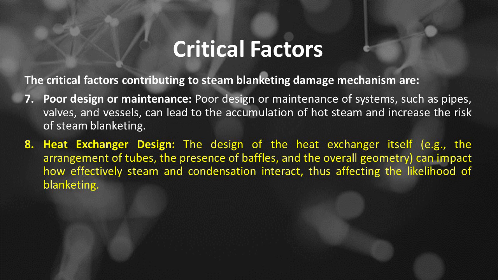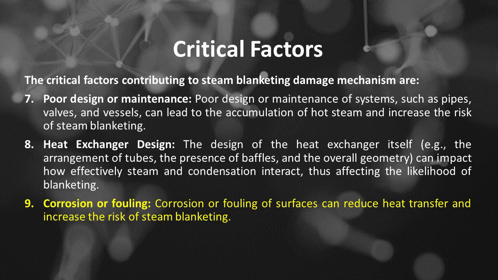Number 8 is heat exchanger design. The design of the heat exchanger itself, e.g., the arrangement of tubes, the presence of baffles, and the overall geometry, can impact how effectively steam and condensation interact, thus affecting the likelihood of blanketing. Number 9 is corrosion or fouling. Corrosion or fouling of surfaces can reduce heat transfer and increase the risk of steam blanketing.